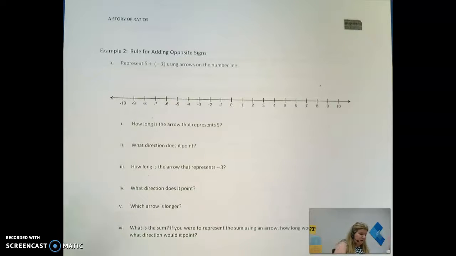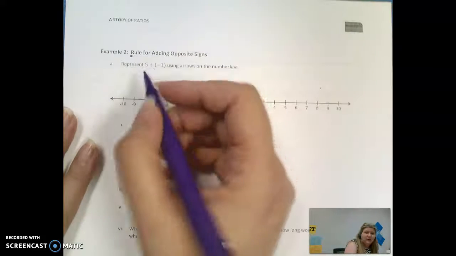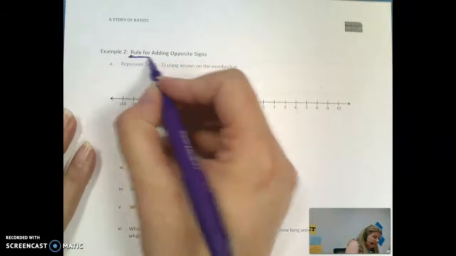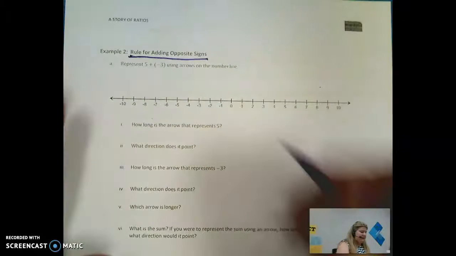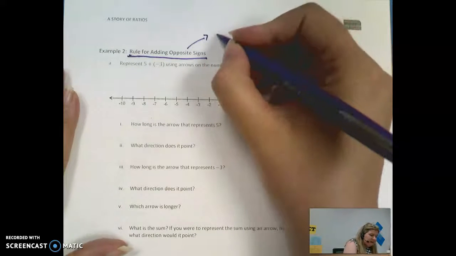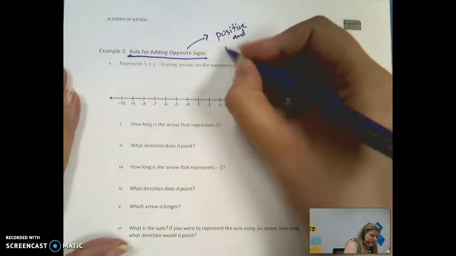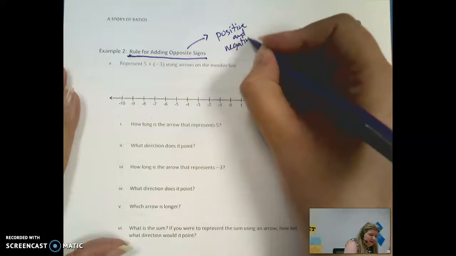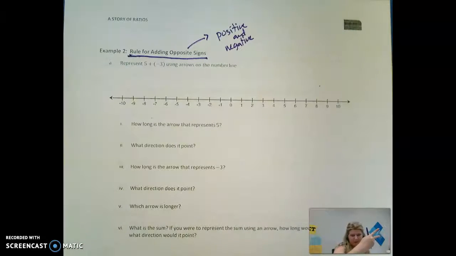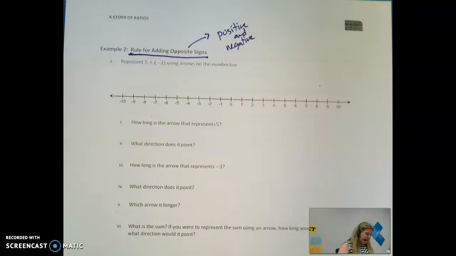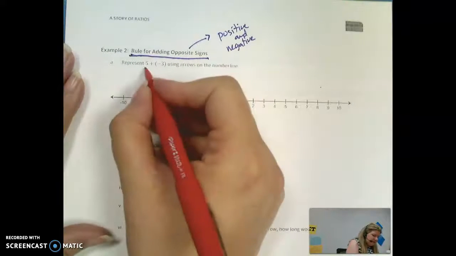Okay, part 2 is that we are trying to discover the rule for adding opposite signs. So what that means is you would add a positive and a negative. Now it could also be a negative and a positive, but they have opposite signs. So we're going to see if we can discover this rule. Here we go. We'll start with representing this on the number line.